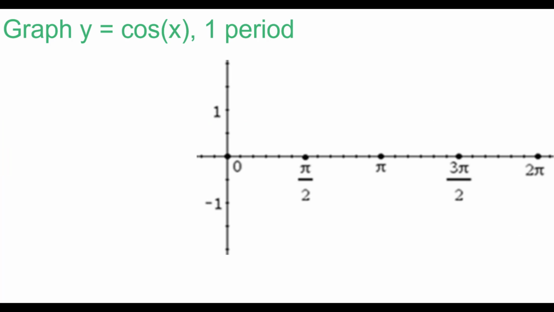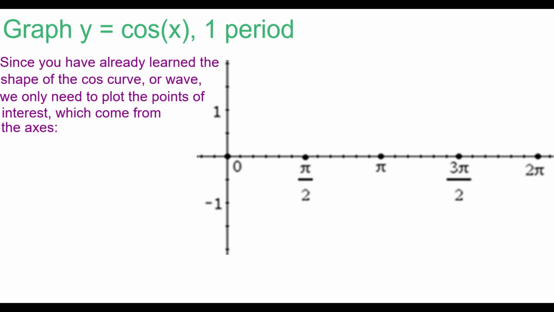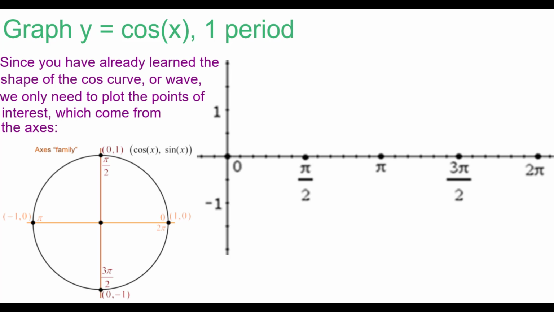So let's graph y equals the cosine of x, one period to start with. Since you have already learned the shape of the cosine curve or wave, we only need to plot the points of interest which come from the axes. And this is our unit circle with the axes family. So we'll start with 0, 1. So we'll plot 0, 1. Pi over 2, 0. Pi, negative 1. 3 pi over 2, 0. And then back to 2 pi, comma 1.